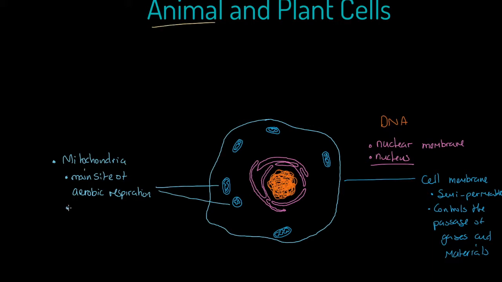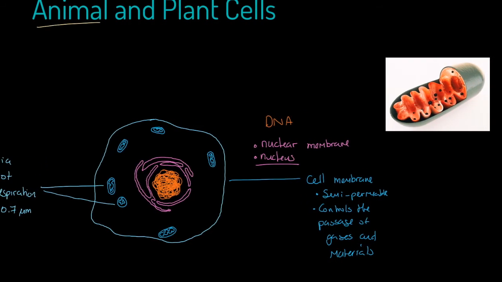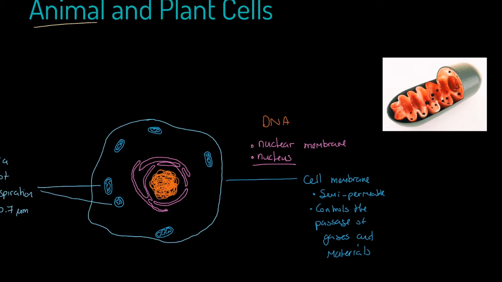I'm also going to give you a measurement of a mitochondrion, which is the singular. They tend to be in the region of 0.2 to 0.7 micrometers. A really tiny structure, but by no means the smallest of our subcellular structures. I did include a little illustration of a mitochondria over here, and you can get a feel for it.